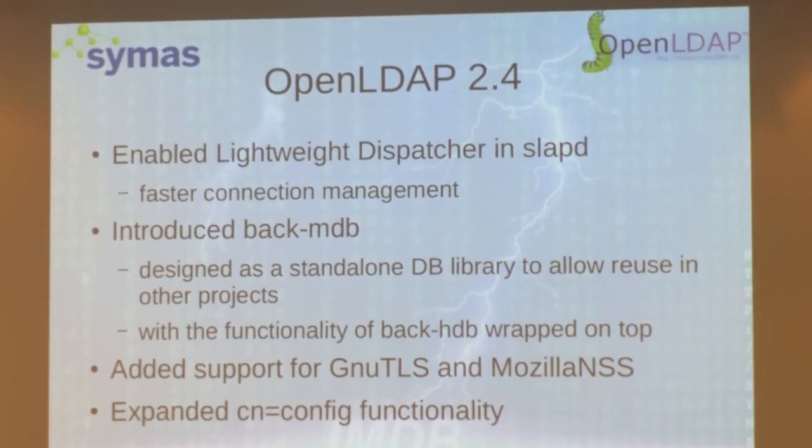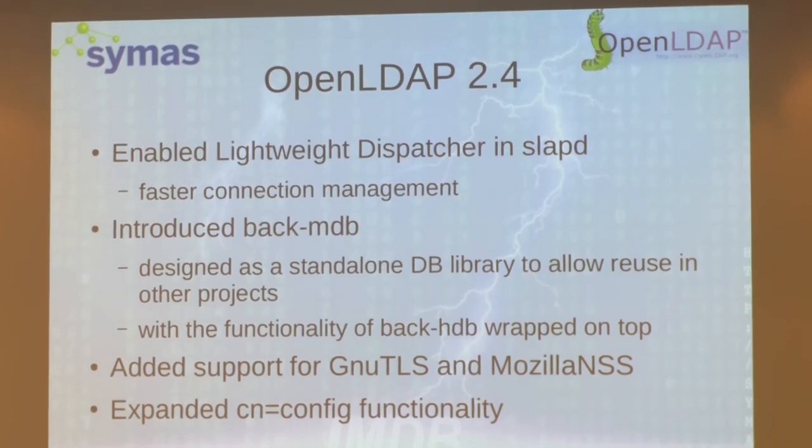We also added support for GnuTLS at the request of the Debian project. For some reason, they only like GPL, and they didn't like the OpenSSL license or whatever. And we added support for Mozilla NSS at the request of Red Hat, which I find ironic these days. And we had additional features in cn=config. There were options in cn=config that could not be modified in 2.3 without a server restart, and we made more of them runtime changeable. So again, just to minimize any cases where we needed to restart the server.